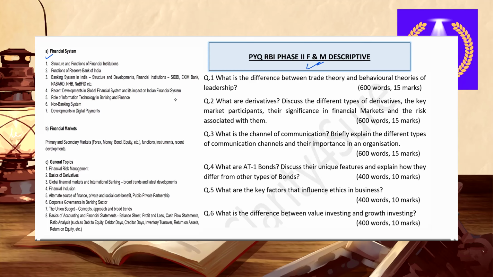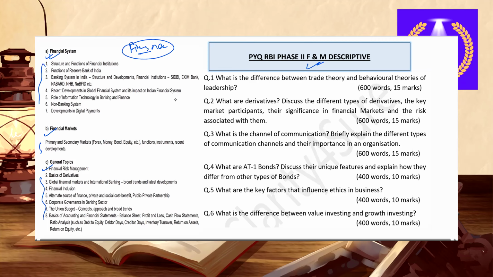Now finance and management part, this is the syllabus. It is divided into three parts. I'm talking about the finance first. Finance has three parts: the financial system, financial market, and general topics. And these are the subtopics given. Now, what type of questions are they asking in the descriptive paper in phase 2? And what are the topics that are important for you for phase 1?